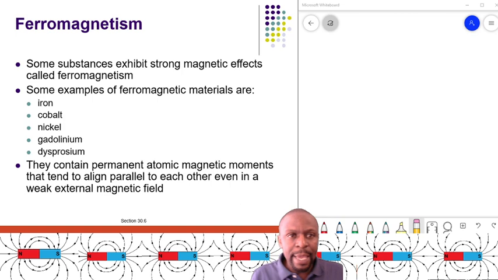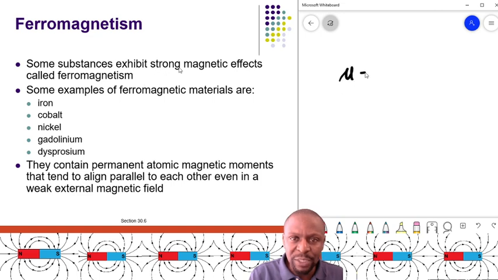Now, let us also define the difference between ferromagnetic and paramagnetic. Ferromagnetic substances are those which exhibit a strong magnetic effect called ferromagnetism. Good examples of ferromagnetic materials include iron, cobalt, nickel, gadolinium and dysprosium. They contain permanent atomic magnetic moments. You remember the magnetic moment from the previous chapter. The magnetic moment is mu, which is nothing else but I times A, and that's a vector, right? They contain the permanent magnetic moment.